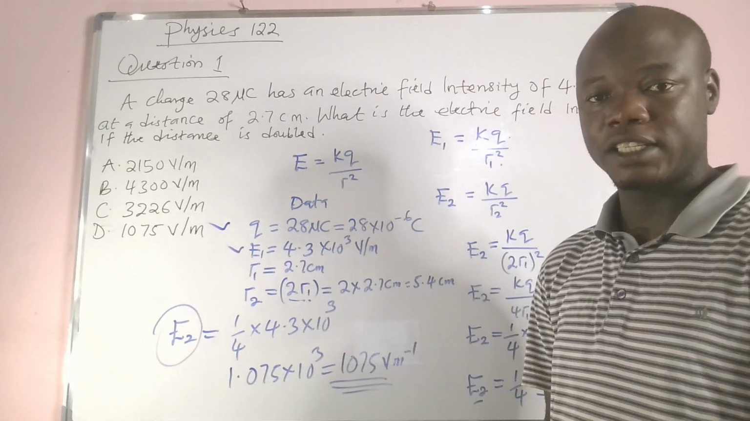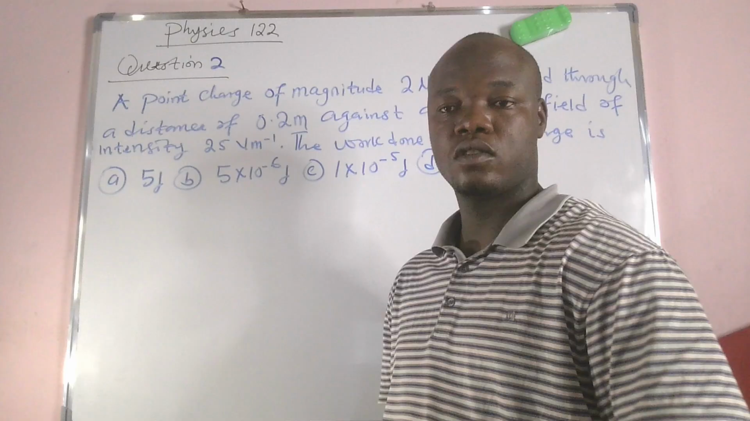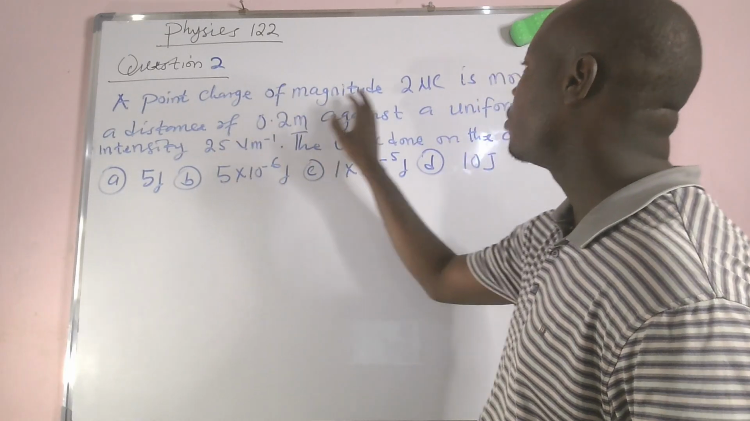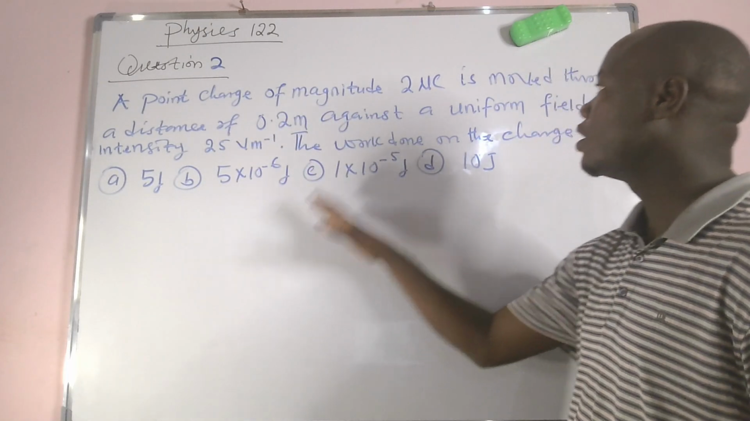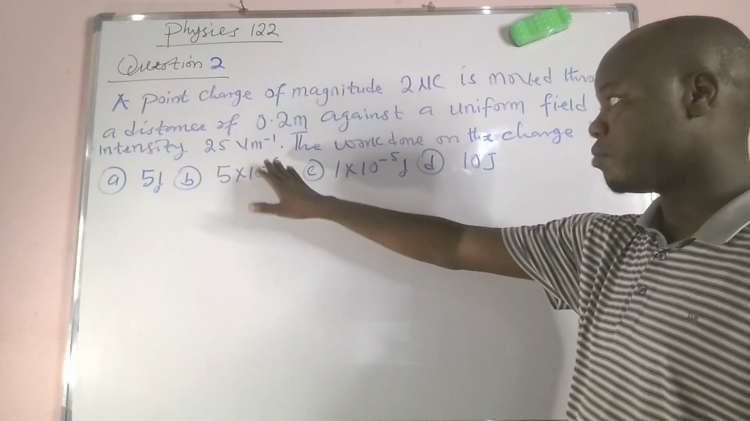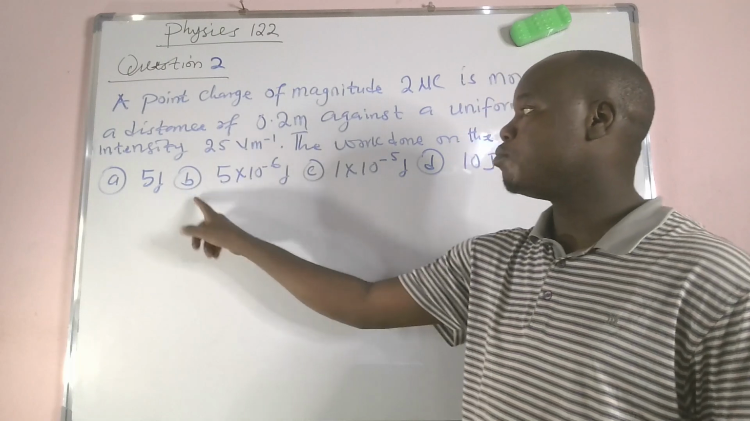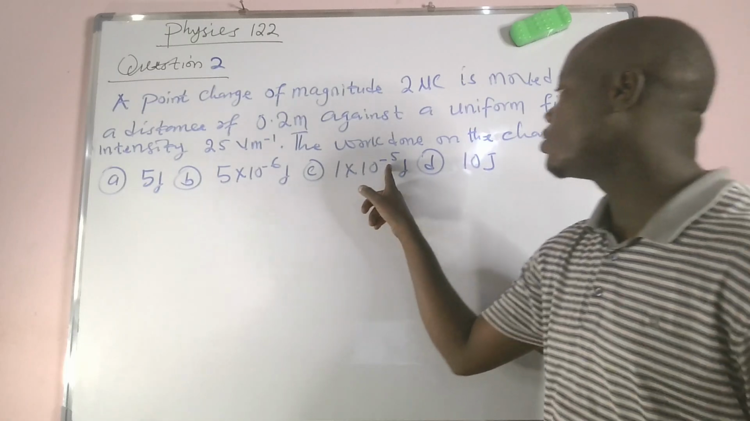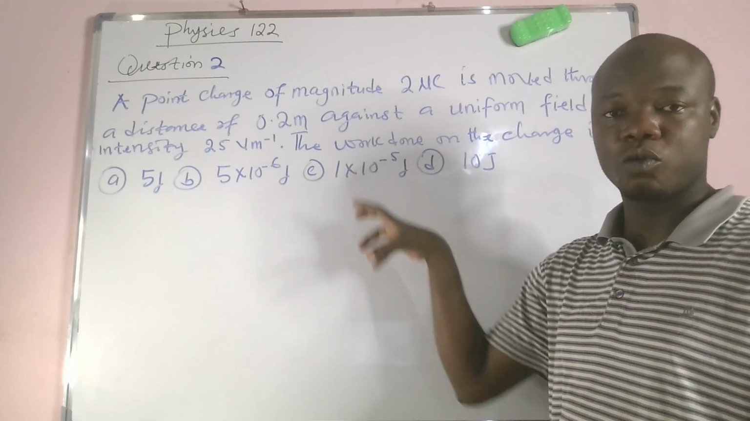I hope you understand. So now let's also answer another question. A point charge of magnitude 2 microcoulomb is moved through a distance of 0.5 meter against a uniform field of intensity 25 volt per meter. The work done on the charge is A 5 joule, B 5 times 10 to the power of minus 6 joule, C 1 times 10 to the power of minus 5 joule, and D 10 joule. So this is the question now.